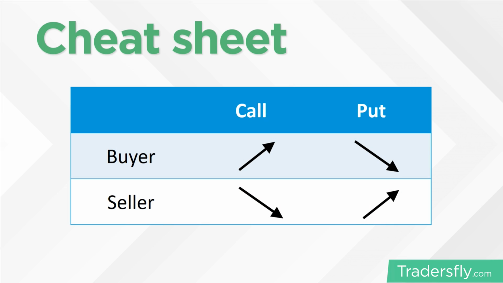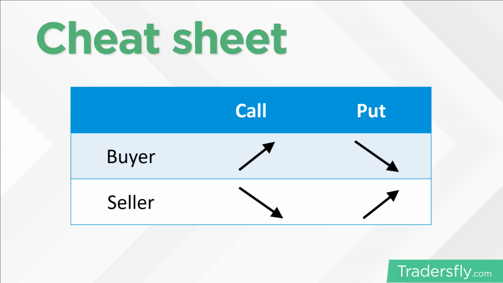Here's a quick little cheat sheet for you if you've never seen this before. It gives you some insight: if you're a buyer of a call, you're looking for that stock or equity to go up. That's your outlook. If you're a buyer of a put, you want that stock to go down. Now, if you're a seller, things actually work a little bit backwards. If you're a seller of a call, you actually want that stock to go down. And if you're a seller of a put, you want it to go up. But that's beyond the scope of this video.